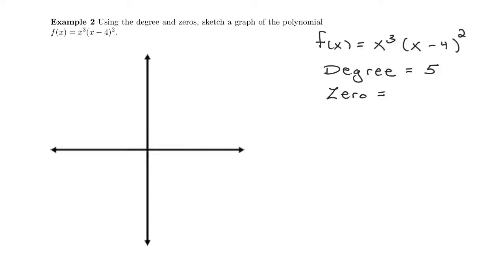The next part's pretty easy. The zeros are exactly the same as what we had last time. One is 0, the other is 4, because I didn't change the factors. They still make the function equal 0.